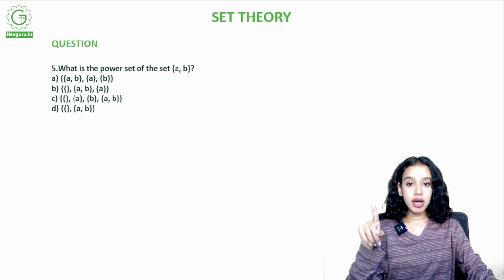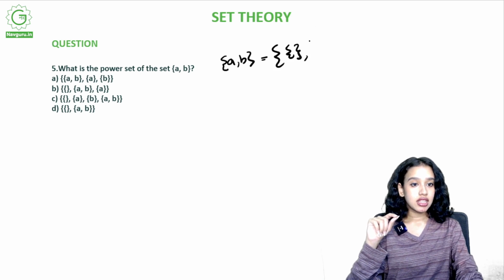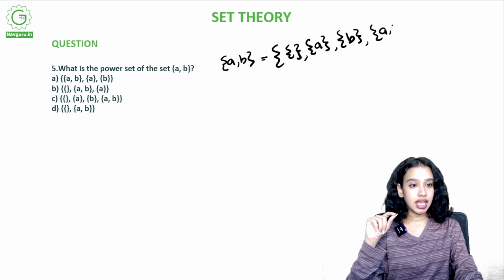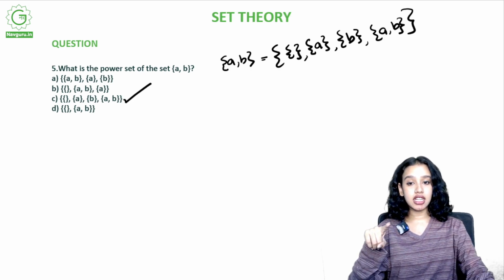Now, what is the power set of the set {A, B}? So, we have {A, B}, we'll start with the null set, right? So, we have a null set, then we talk about the singleton sets here, we have {A} and {B}, and then we have the set {A, B}, right? This is the power set of {A, B}, so it's given here and this is the right answer.